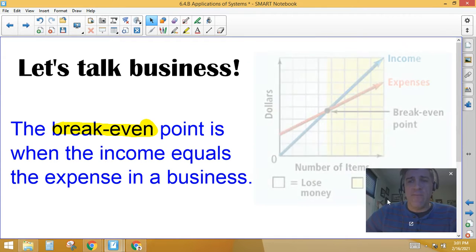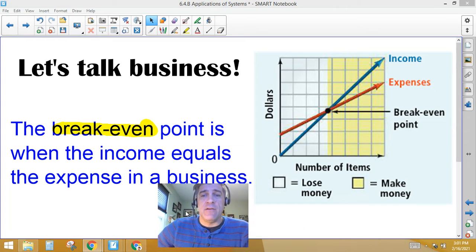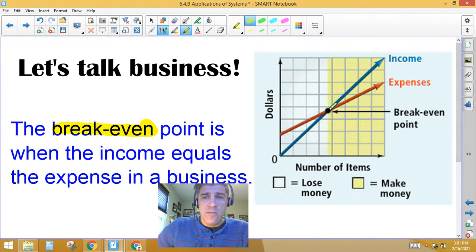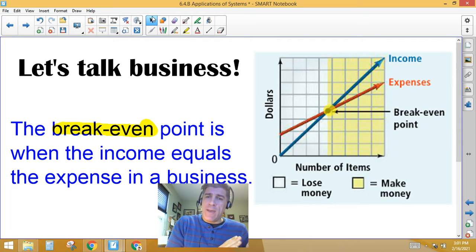This is kind of what it looks like graphically. If you look, we kind of have a system right here. The blue line represents the income, the red line represents the expenses, and that black dot right here is where they are the same. Everywhere before that black dot, the blue line is below the red line, meaning they're taking in income, but their expenses are more. And to the right of that dot, the blue line is above, meaning they are making money. They are earning a profit. So the break even point is when the income equals the expenses.